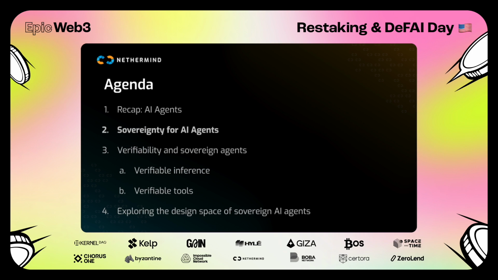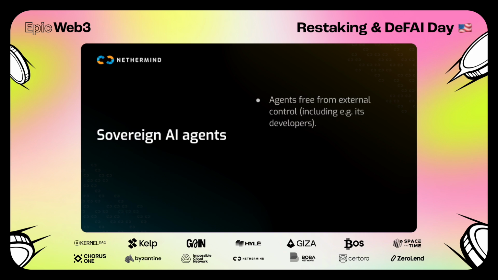OK, now let's talk about this very, very trendy word, sovereignty, for AI agents. What does that mean? Essentially it's the idea that we can build agents that are free from external control from any party. And this includes the parties that develop them, that deploy them. This is what we mean with the concept of sovereignty or autonomy.